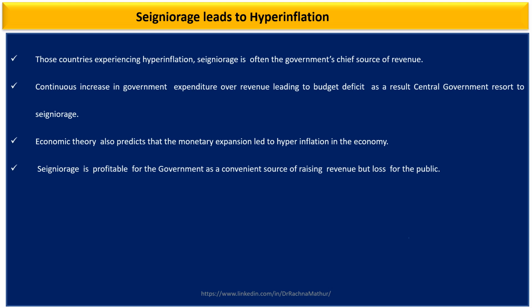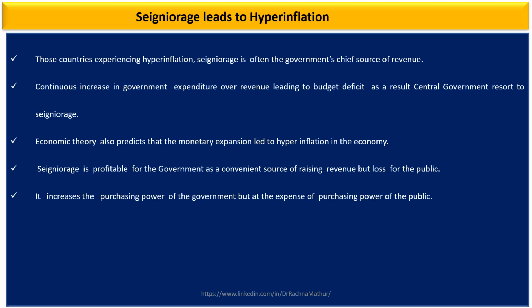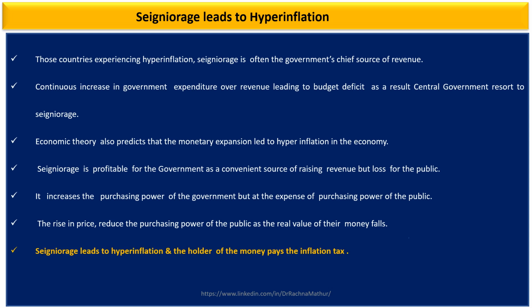No doubt, seigniorage is profitable for the government as it is a convenient source of raising revenue, but it's a loss for the public. It increases the purchasing power of the government, but at the expense of the purchasing power of the public. The rise in price reduces the purchasing power of the public as the real value of money falls. Thus, seigniorage leads to hyperinflation, and the holder of the money pays the inflation tax.